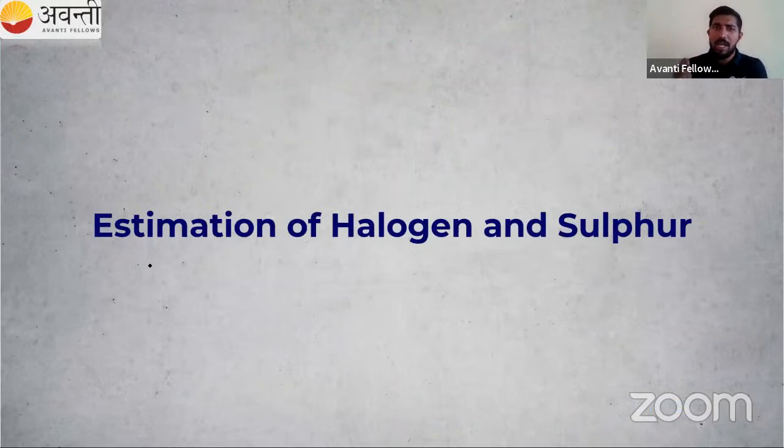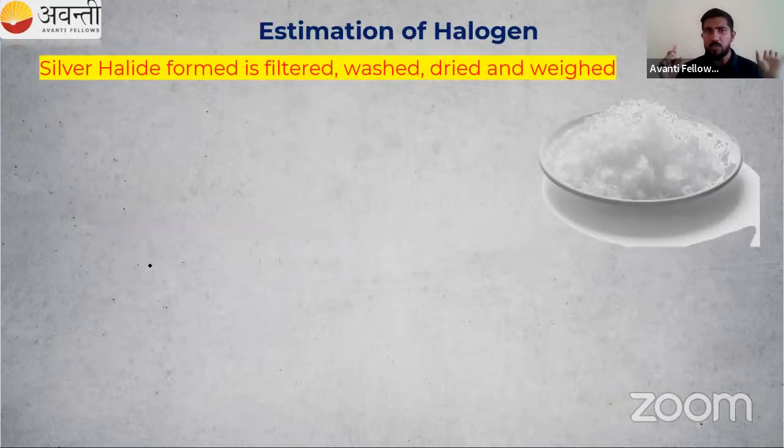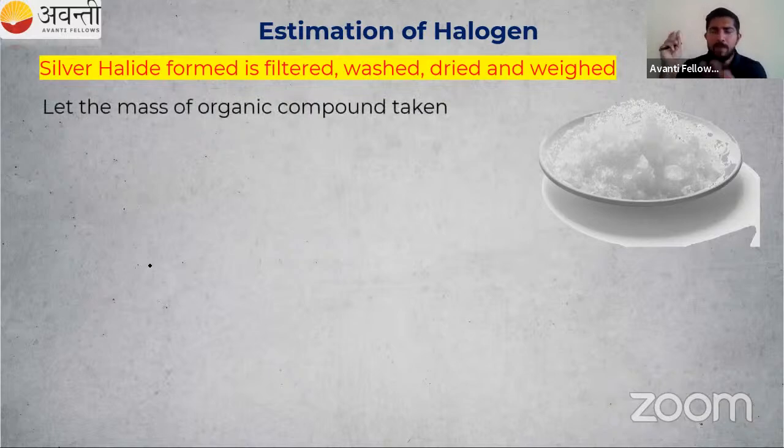So let us find out for the halogen and sulfur. Estimation of halogen: same thing, we are repeating the process. Silver halide is formed. That is filtered, washed, dried. And after that, we are taking the weight of silver halide.